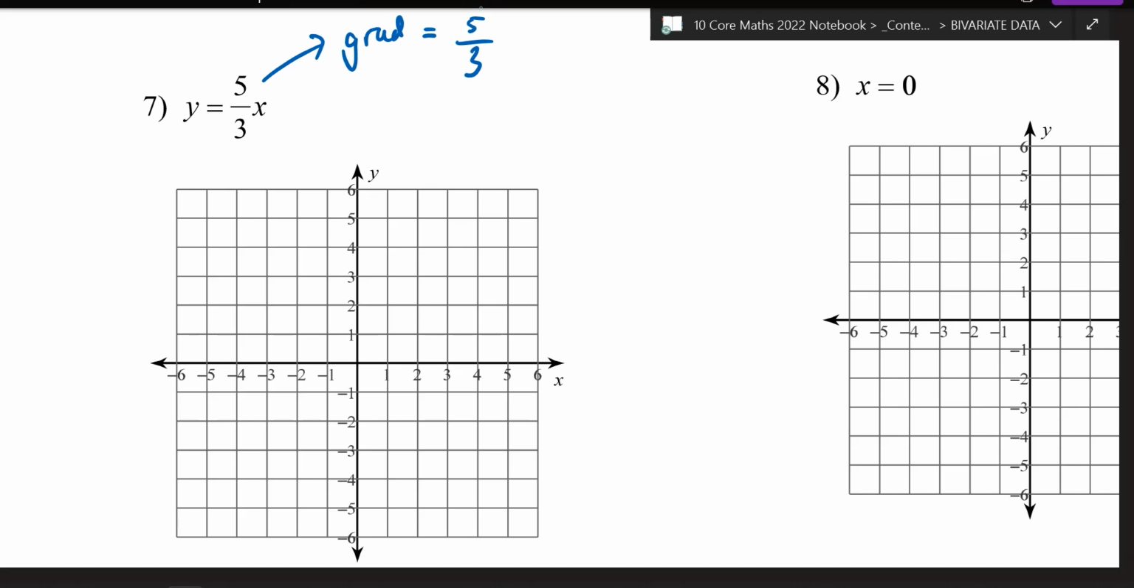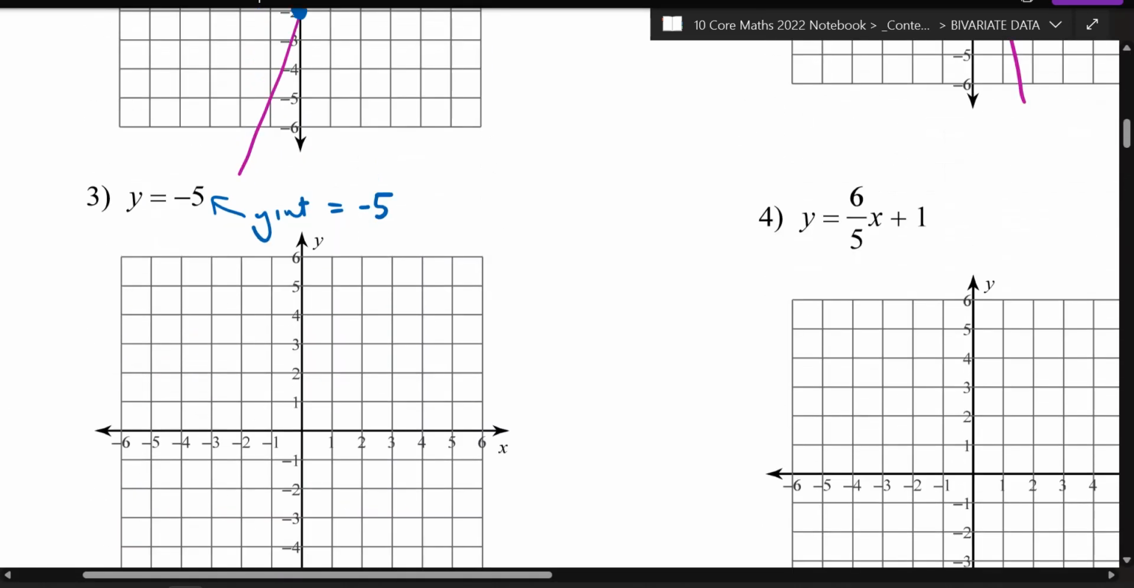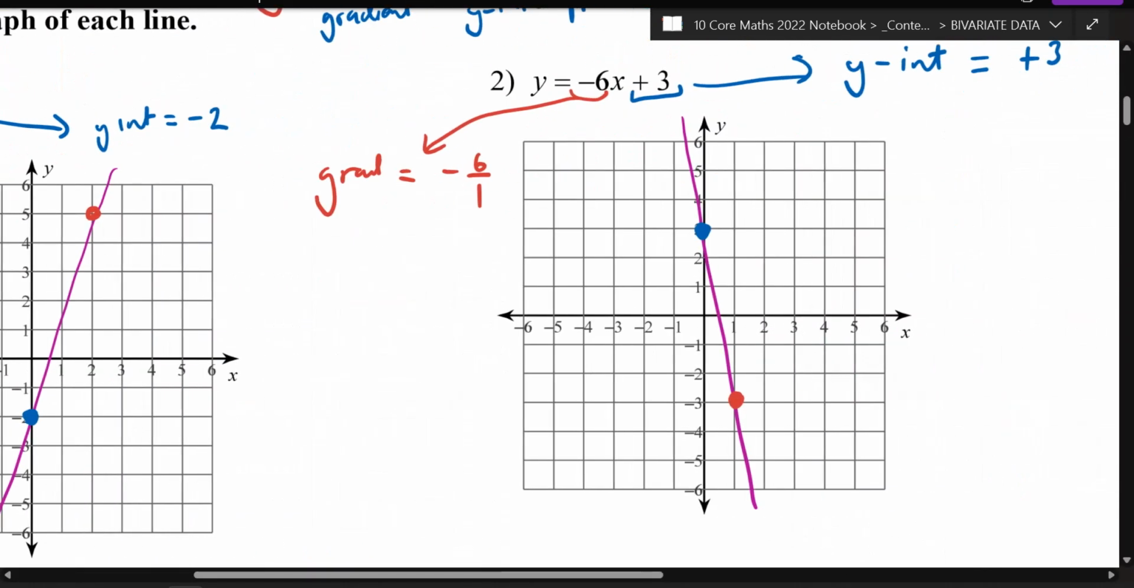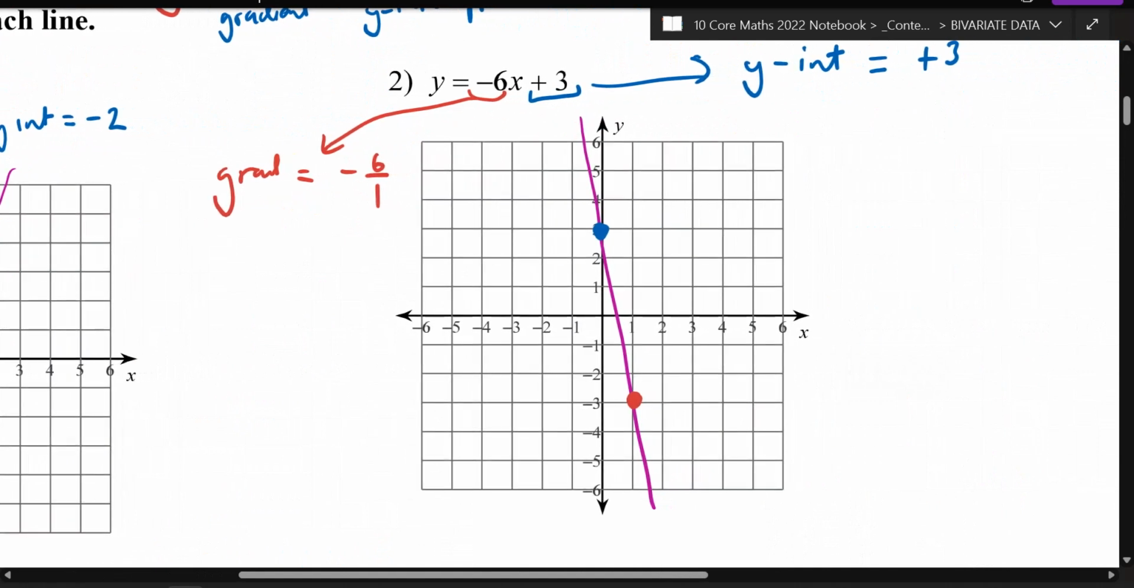Now, y-intercept. Is there a number that is by itself there? So what does that mean? The y-intercept has to be nothing, 0. Okay, easy. Y-intercept is 0. If you don't see a y-intercept here, that means it's 0. Now, from there, you still need to do the same process of drawing the lines that we did here. So, for example, if you look here, what did we do? We found the y-intercept first, and then we used the gradient to find the next point.